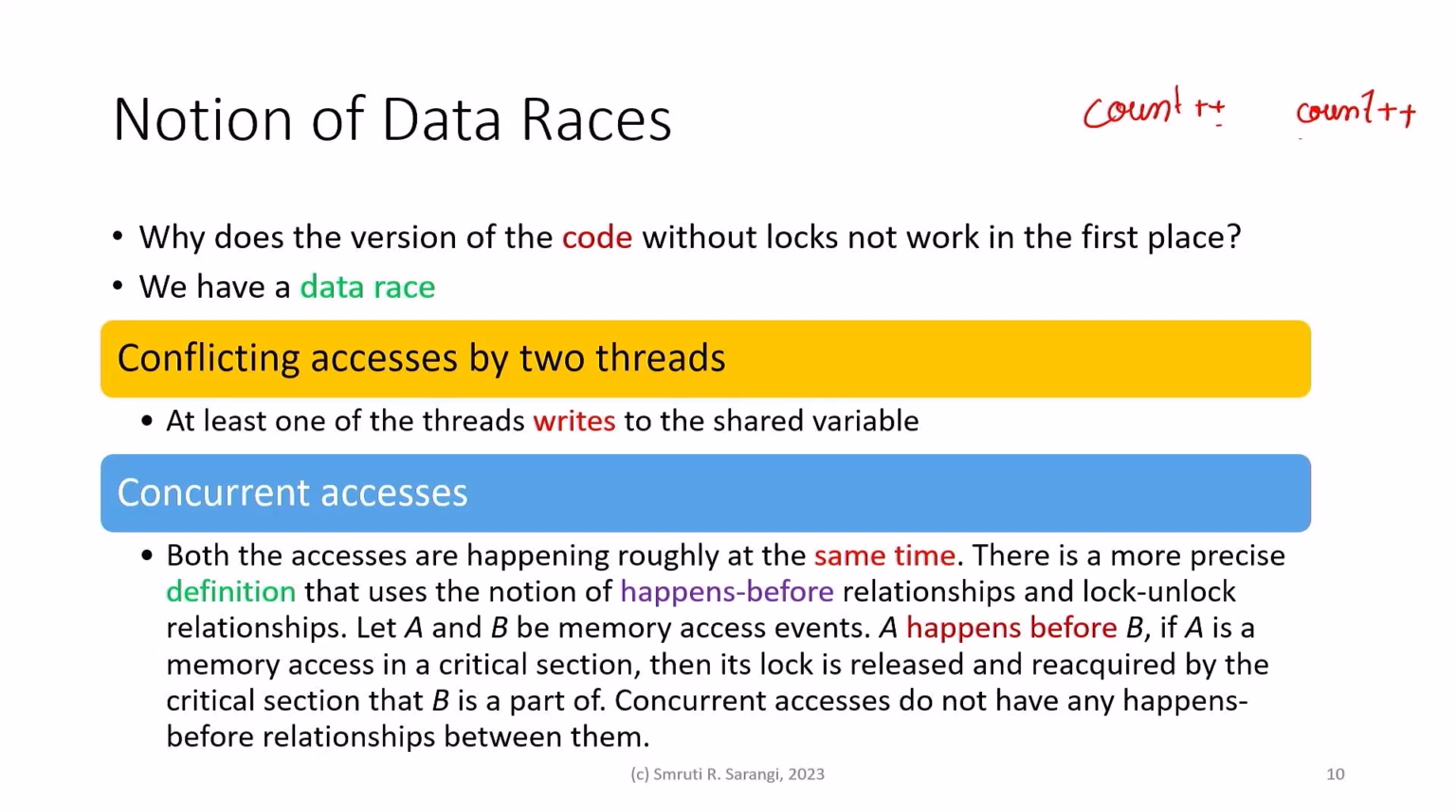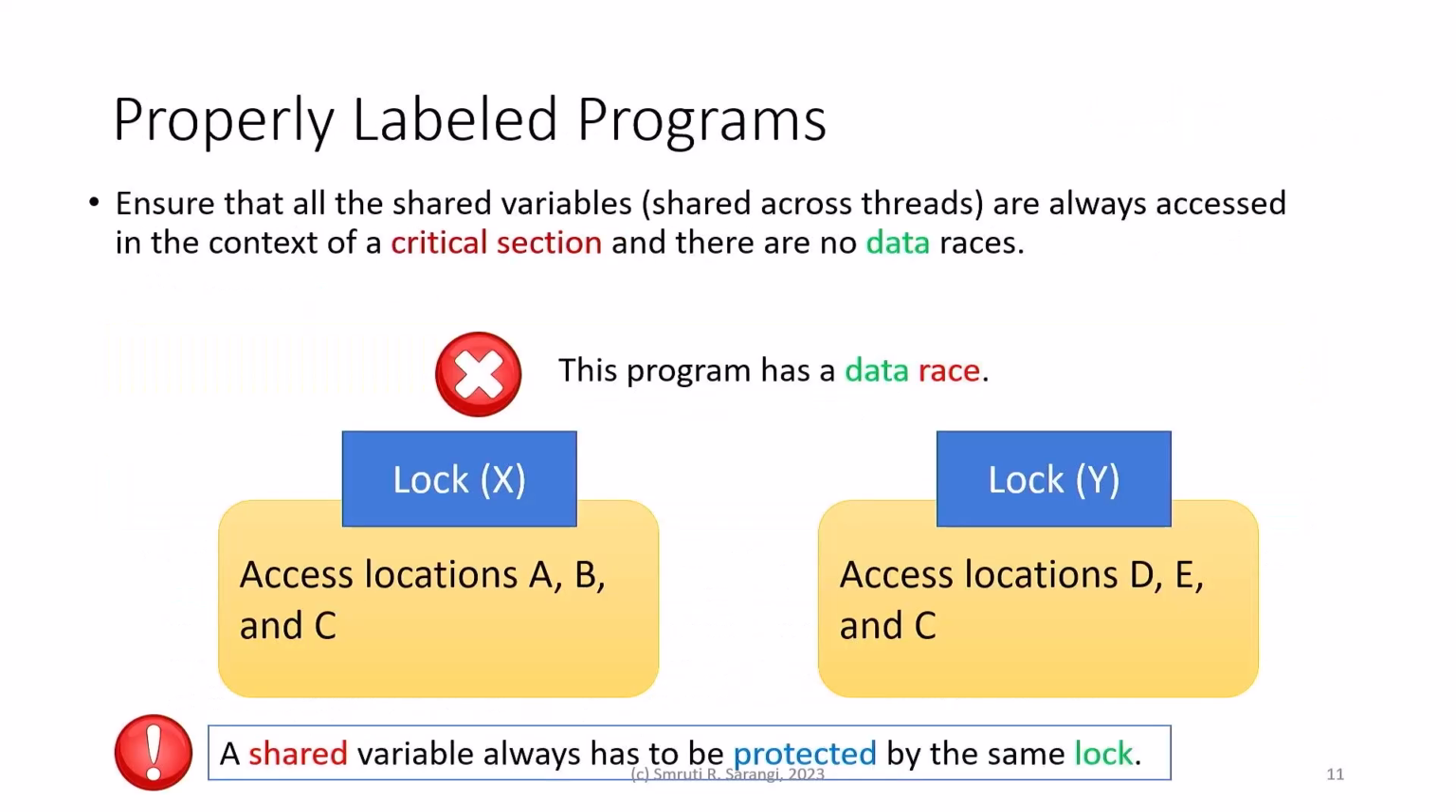The reason that your count plus plus does not work correctly is basically because there is a data race. So to remove data races, what do you do? I want to remove data races because clearly having data races is not doing me any good. I have two different updates to count, so the final answer should be 2, but I am getting 1. That is clearly non-intuitive and not correct. So I want to create a properly labeled program, called a PL program. The program will be written in such a way that regardless of whichever hardware you run it on, you'll never have a data race.